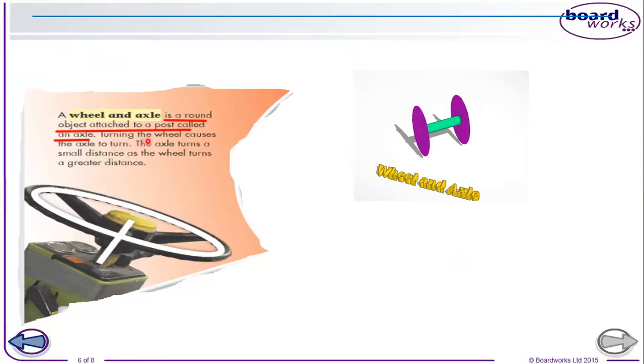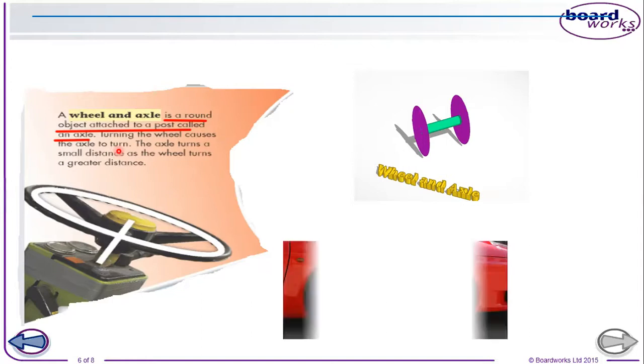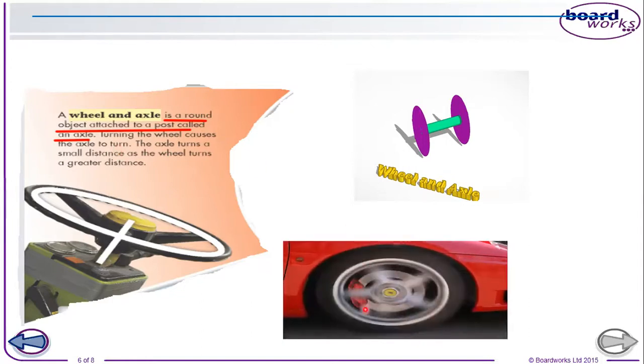Now I'll show you another picture, the car here. You see, turning the wheel causes the axle to turn also, okay? The axle turns a small distance as the wheel turns a greater distance. So the axle turns a small distance as the wheel turns a greater distance.